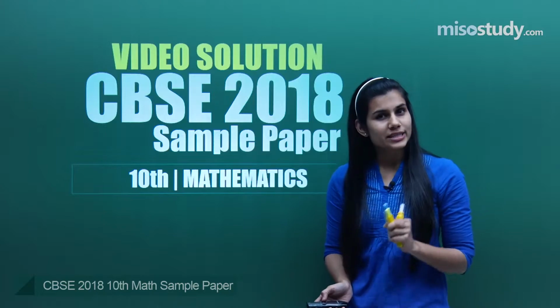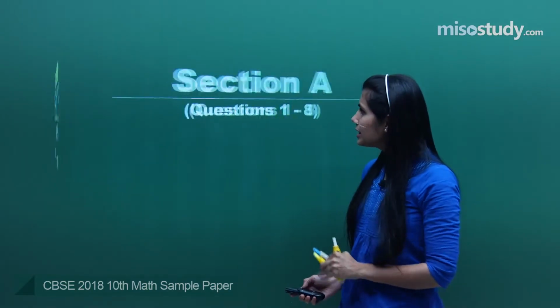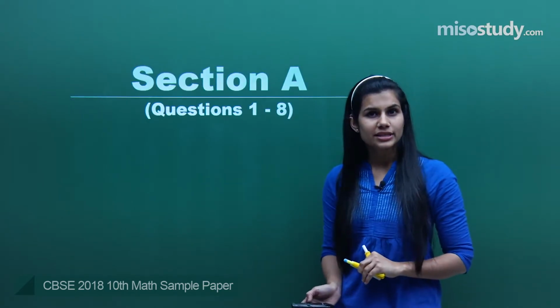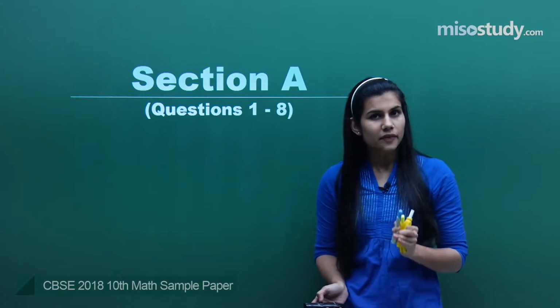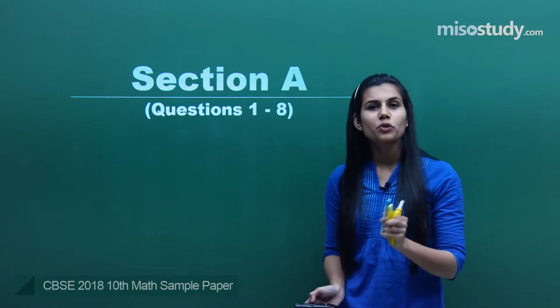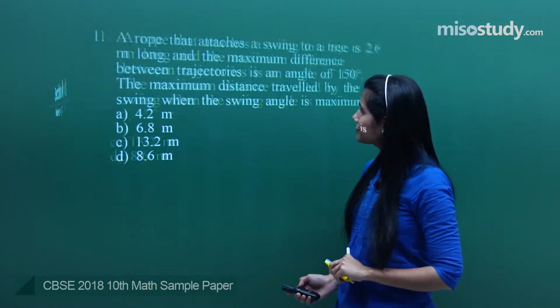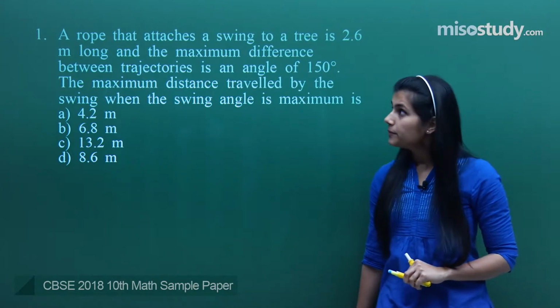We will be starting with section A, the very short answer type questions, and the questions in this particular section will be ranging from number 1 to number 8. So 8 questions are there which are very short answer type questions. Let's get started with the very first one. Okay, let's see what the first question is demanding.